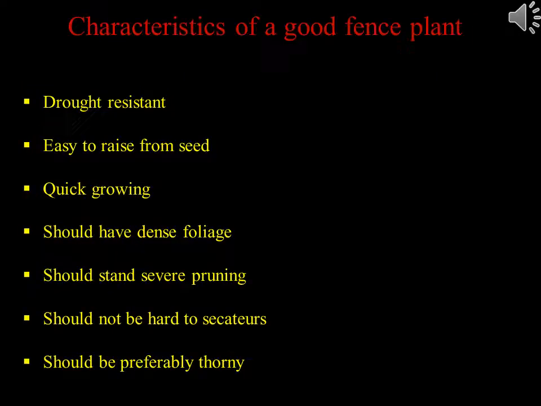Characteristics of a good fence plant: drought resistance, easy to raise from seed, quick growing, should have dense foliage, should stand severe pruning, shouldn't be hard to secure, should preferably be thorny.